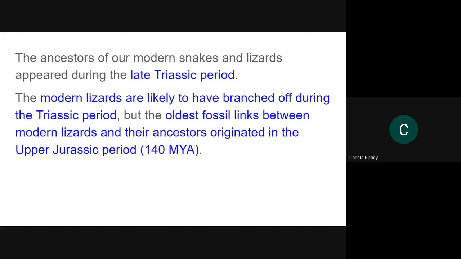Snakes and lizards, they all developed about the same time. Mammals and the first dinosaurs were in the middle Triassic. Your modern lizard, like a gecko or a Komodo dragon, they were in the late Triassic. Turtles, all of these things, they developed at the same time period. They're Cretaceous. The biggest crocodile was 33 feet long.